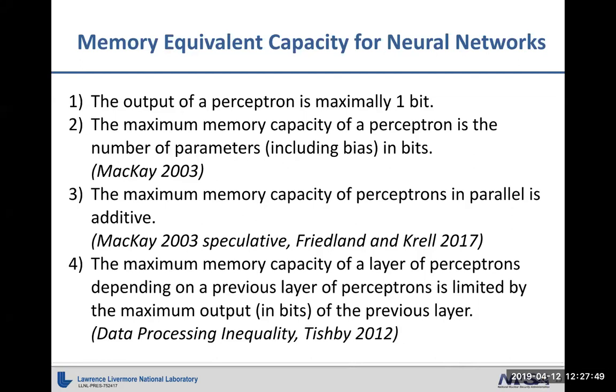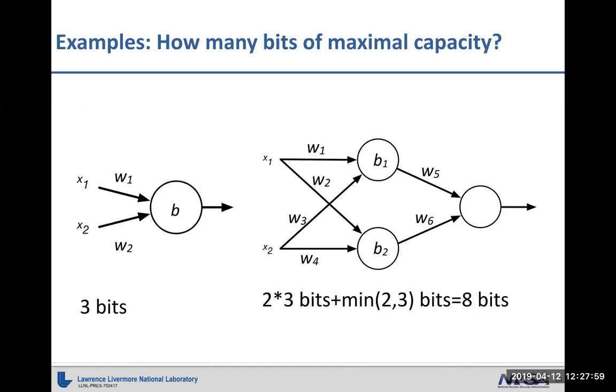Okay? So I think now you need some examples. Let's do some examples. First of all, single perceptron, 3 bits, pretty simple. 1, 2, 3, okay? Next one is this one, right? So what we have is 3 plus 3 in parallel, which is 2 times 3, 6 bits, okay? Problem is, the 6 bits now has 2 outputs. Now 2 outputs are 2 bits of output, 1, 2.